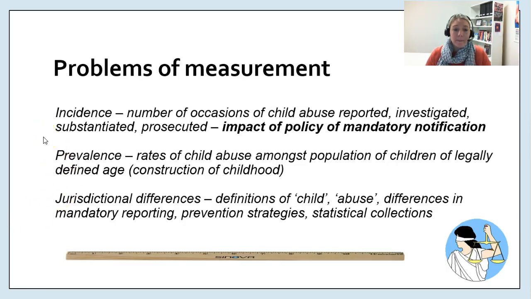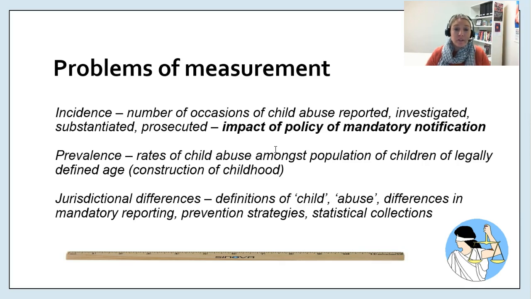Problems of measurement. So this is about the incidence of cases: the number of occasions of child abuse reported, investigated, substantiated and prosecuted, and the impact of the policy of mandatory notification. As we saw on the previous slide, in terms of mandatory reporting, the statutory bodies across the country found a huge increase in families and children that were being reported, and in some cases the accusations or reports were not being substantiated.